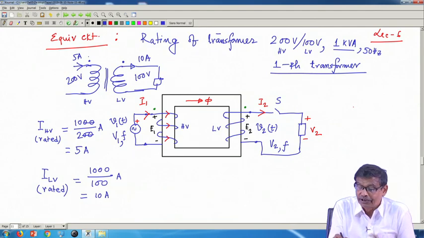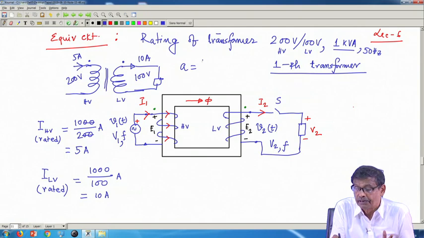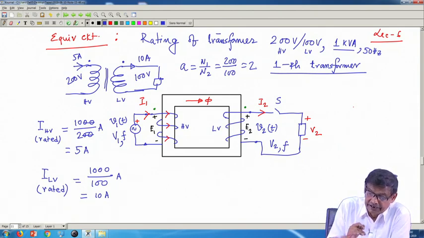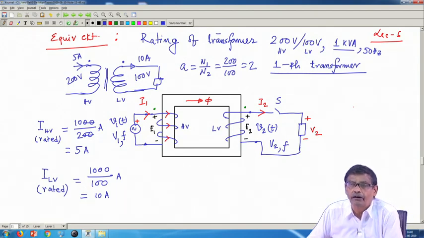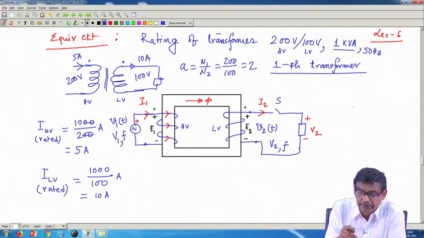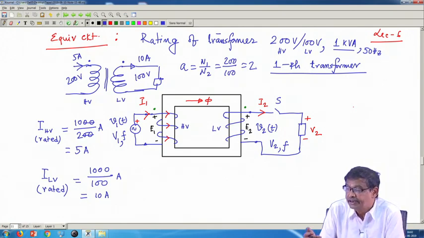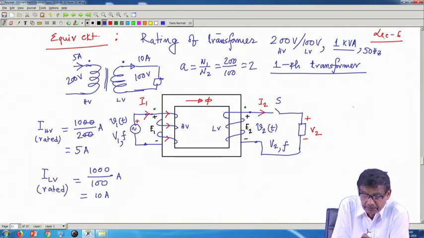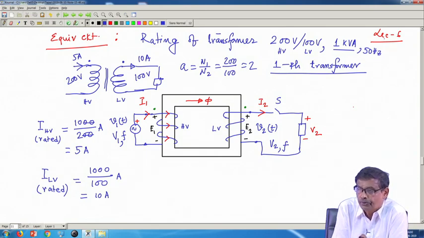If 10 ampere goes, what is the value of a? a is N1 by N2, which is equal to V1 by V2, which is equal to 2. That is all. Therefore, the current ratings of the HV and LV windings are indirectly given in terms of kVA and voltages. You have to do a little bit of calculation here to know exactly what the rated current is.